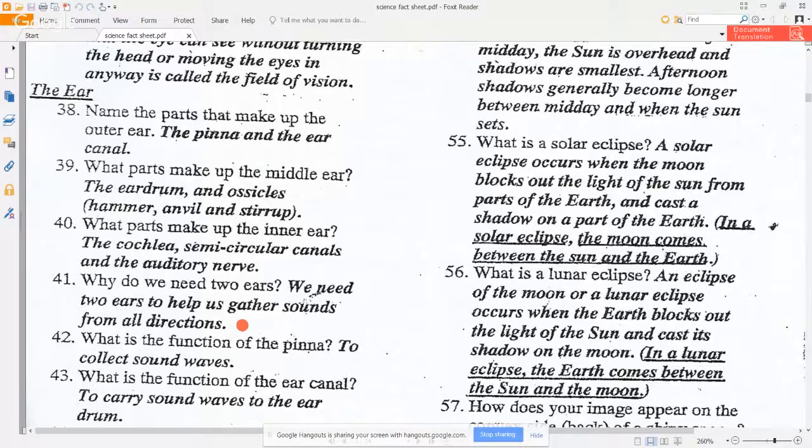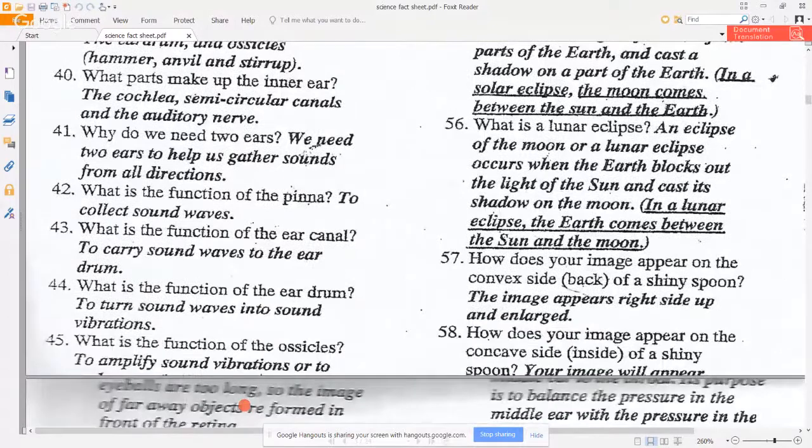And the answer is they're not going to necessarily go deaf, but their ability to hear sounds from all directions would be diminished or decreased. So what is the function of the pinna? Collection of sound waves. What is the function of the ear canal? To carry sound waves to the eardrum. So the outer ear is responsible for collection and direction of sound waves towards the middle ear.